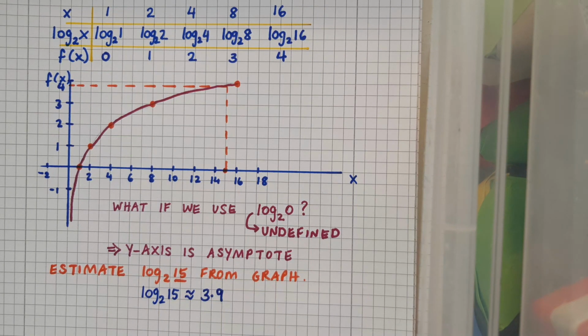And in fact, if you go to your calculator and type in log to the base 2 of 15, you get a value very close to 3.9. In fact, you get 3.907. So to one decimal place, we're correct from our graph.